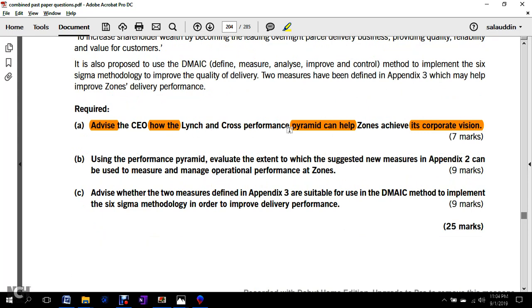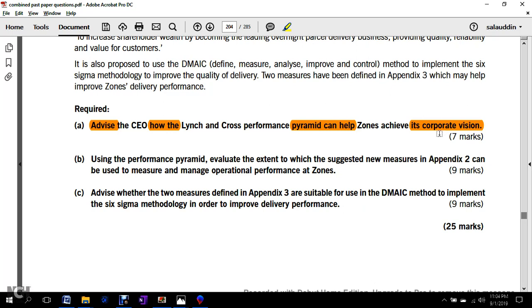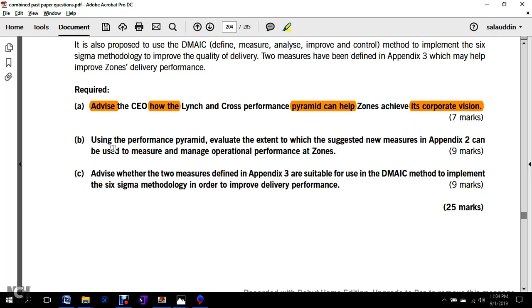Advise the CEO how the Lynch and Cross performance pyramid can help Jones achieve its corporate vision. So what is the requirement? It says advise the CEO how the pyramid can help the entity in achieving its corporate vision. So that is the first requirement. And requirement 2, using the pyramid, so we need to know the pyramid. There are 4 levels involved: vision at the top level, then market and financial in the second level, and in the third level there are customer satisfaction, flexibility and productivity, and in the fourth level there are quality, delivery time, cycle time and waste.